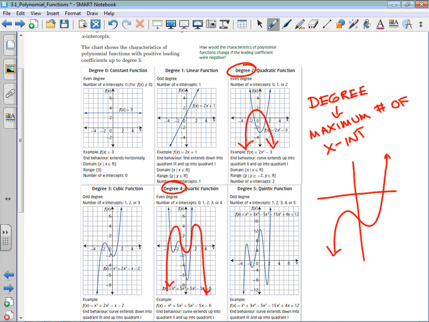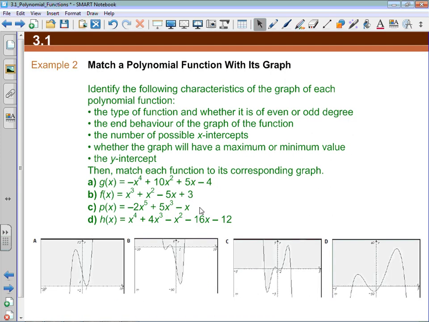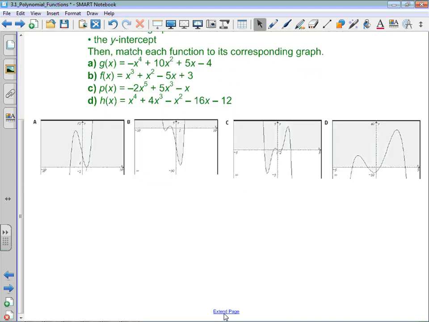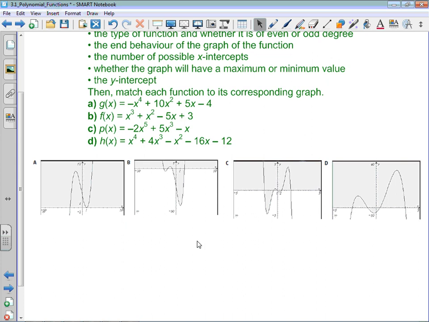A nice kind of shortcut to be able to identify what degree it is from the graph is that degree can correspond with the number of direction changes. So if we look at this degree 5, we have 1 direction, 2, 3, 4, 5, and it corresponds with that quintic or degree 5 function. What we're going to use this for is to quickly evaluate what potential equation the graph has. The best way to do that is, based on the graph, we can identify whether it's odd degree or even degree, and then we can look at the number of possible x-intercepts, whether it has a max or minimum, and then finally we can match each corresponding graph below.